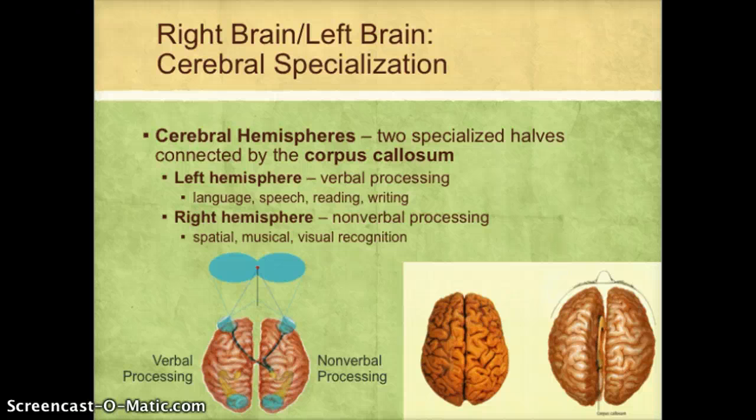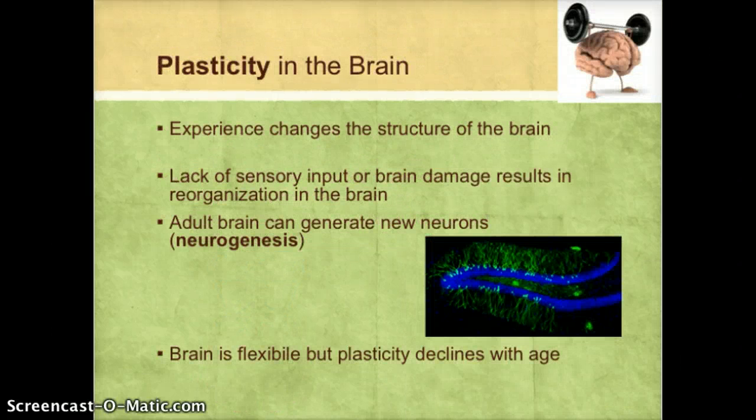The last thing we want to talk about with the brain before we move on to the peripheral nervous system is this concept of plasticity. Another myth out there is that the brain isn't changeable. And another myth about that is that once you are grown, once you're an adult, you can't grow new neurons. Both of these are completely false. The brain has plasticity or changeability. And what we see is that experience can change the structure of the brain. This is for both good and bad.